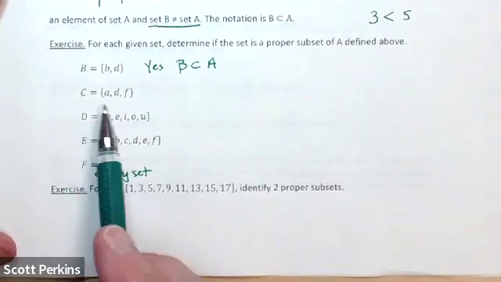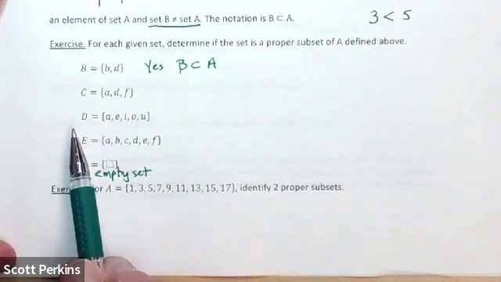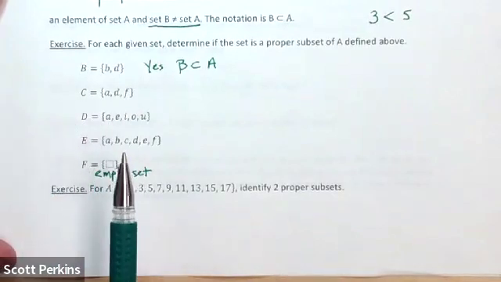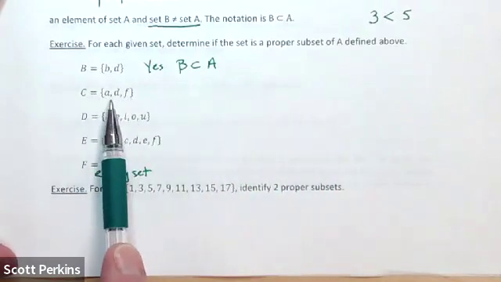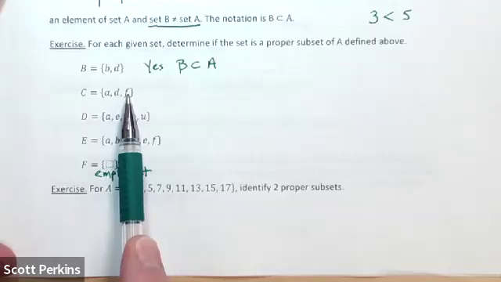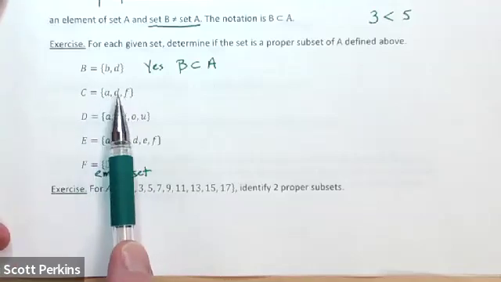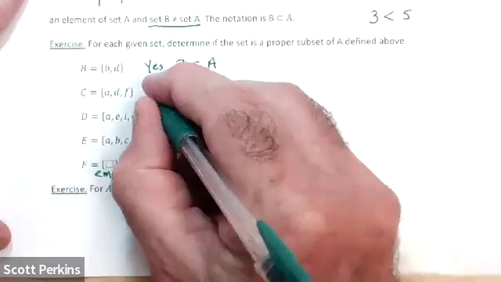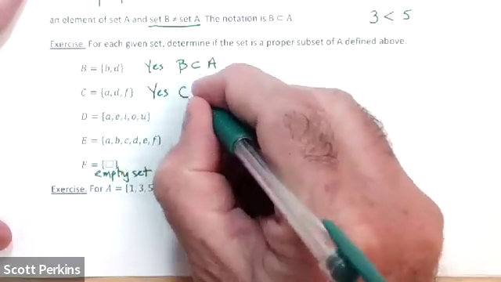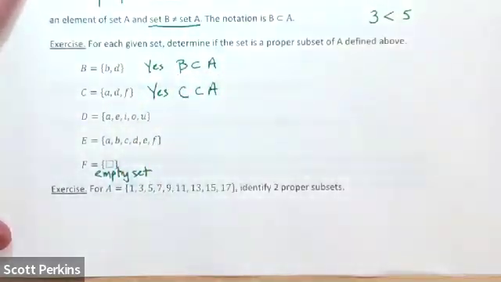So C, is C a proper subset of A? Again, what are the 2 characteristics? First, is it a subset? Well, yes, A, D, and F are all in the set A that's at the top of the page. And then C is not equal to A. There are things missing from the set. So again, yes, C is a proper subset of A.